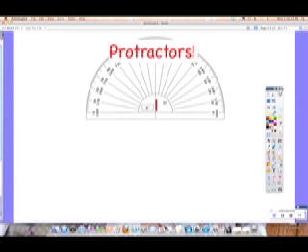There's that one. Here's the angle. I want you to classify that angle. Maybe you're like, what the classify? I don't know what that means. Classify means, is that angle acute, obtuse, or right?